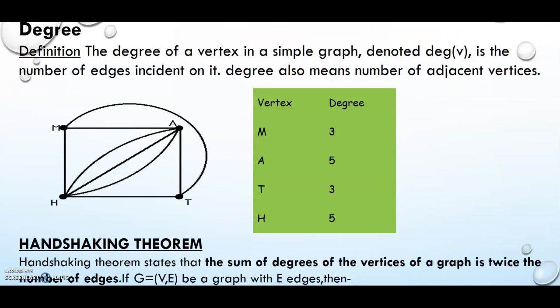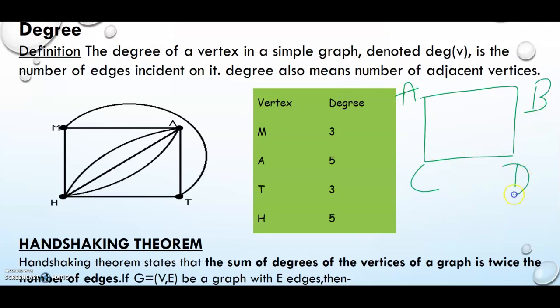The degree of a vertex in a simple graph, denoted by degree of v, is the number of edges incident on it. A degree also means the number of adjacent vertices; the number of edges incident from that point is called the degree. I'm going to draw a sample graph like this: A, B, C, and D. What is the degree of A?